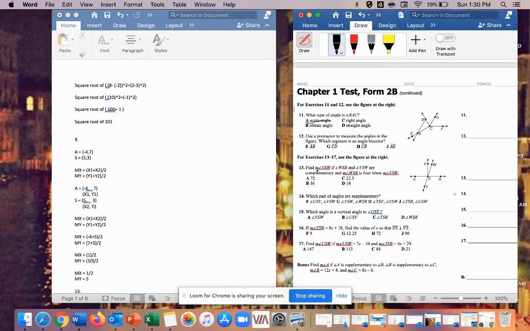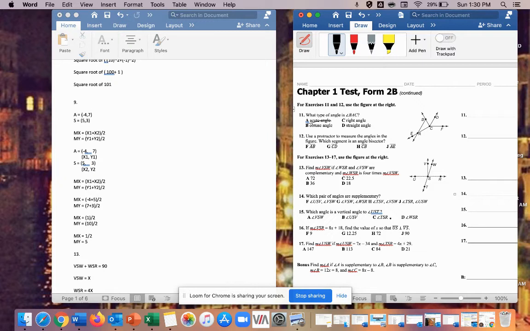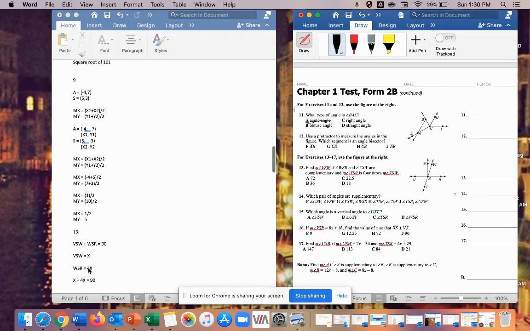13 to 17. So 13 was a little bit feisty. We've got to find the measure of angle VSW, which is right here, VSW. If WSR, which is this one, and VSW are complementary. So remember, complementary means if you add them together, they equal 90 degrees, which is why it says right here, VSW plus WSR equals 90. And WSR is 4 times the size of VSW. Wow. Okay, so VSW, we don't know what it equals, so we're just going to say it equals X. WSR, we know it's 4 times as large, so we're going to say it's 4X.